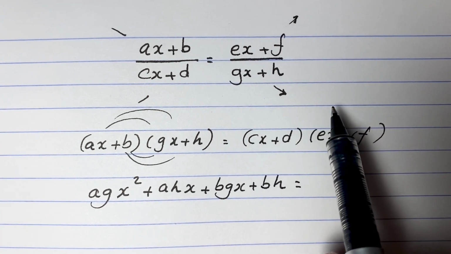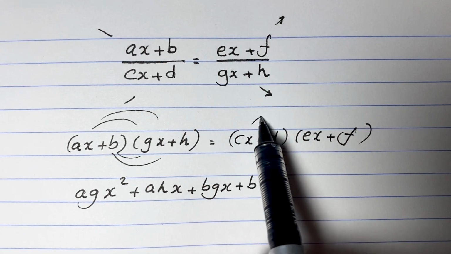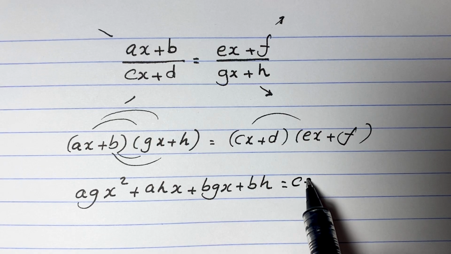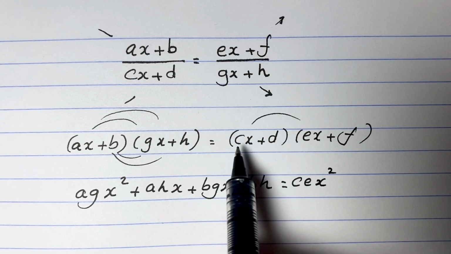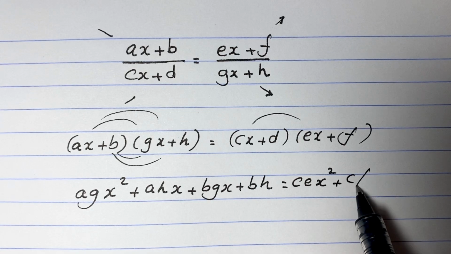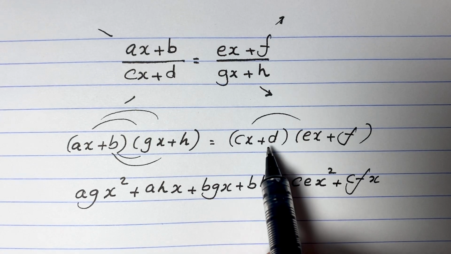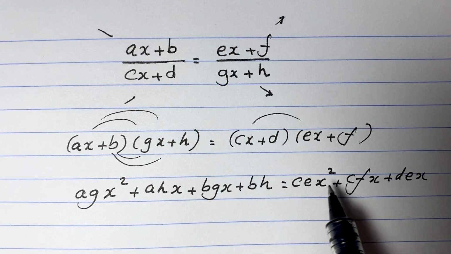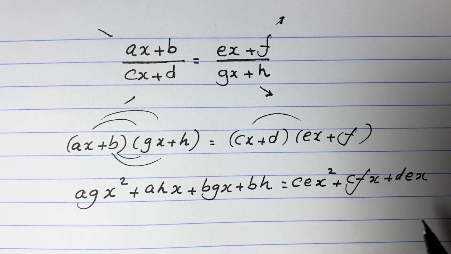Expanding this side as well. cx times ex is cex to the power of 2. cx times f plus cfx. d times ex is plus dex. And d times f is df.